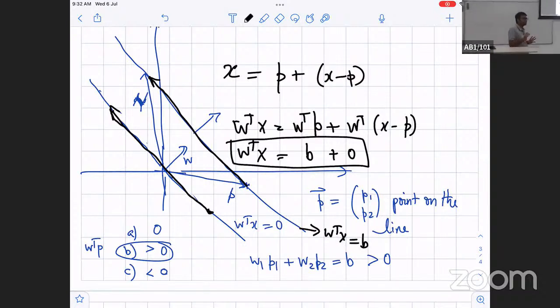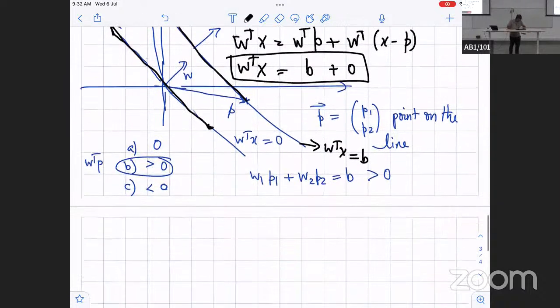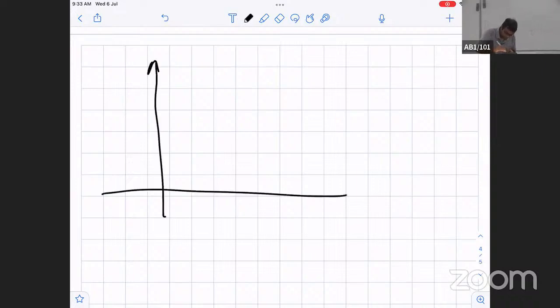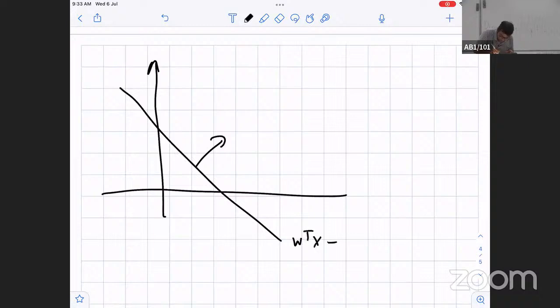Do you understand this? So that's about it. Now in R2 we know what to do. W transpose x equal to b is a line like this. This is your W, and this is W transpose x equal to b.